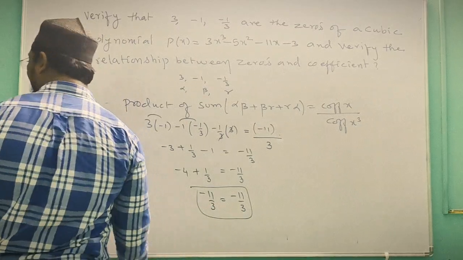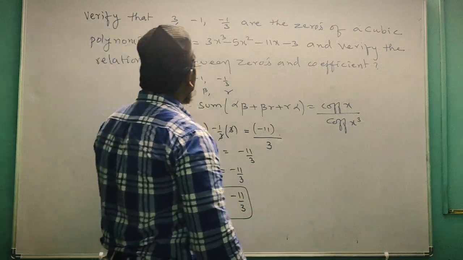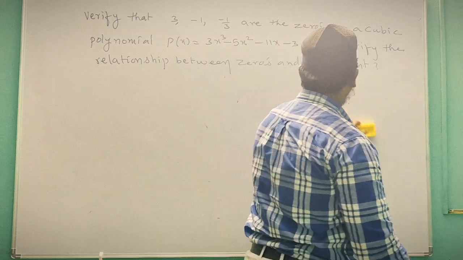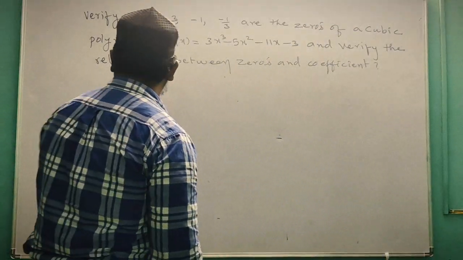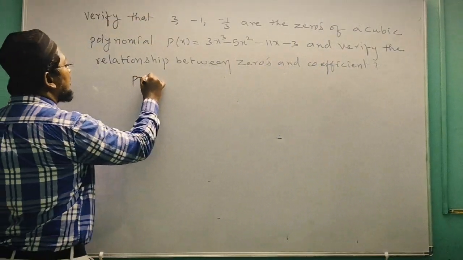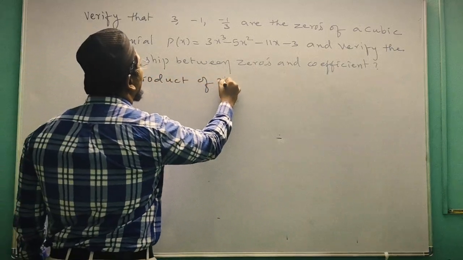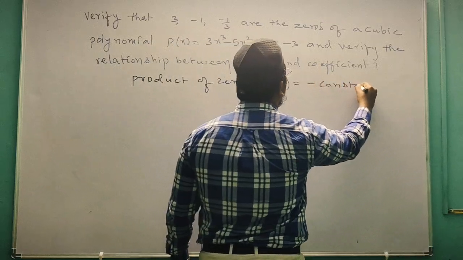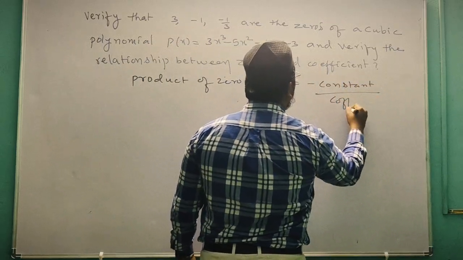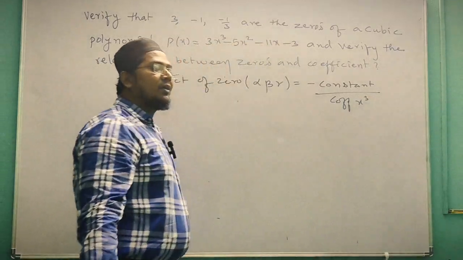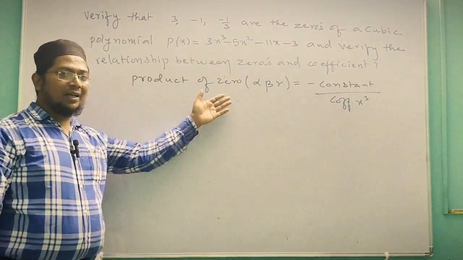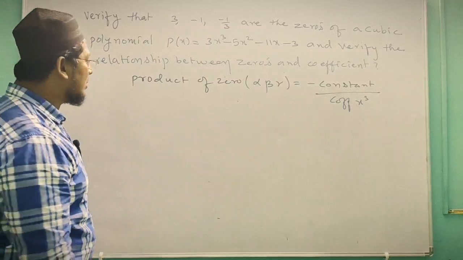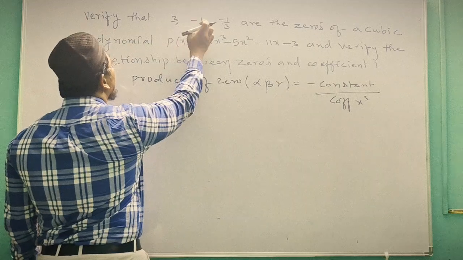Next, last topic, product of zeros. Product of zeros is nothing but alpha into beta into gamma, equal to minus constant upon coefficient of x cube. Already we learned, students, alternate. Start from minus, then plus, then minus. Okay, the same series will be there every time, we have to follow. 3 zeros we have. 3 into minus 1 into minus 1 by 3.